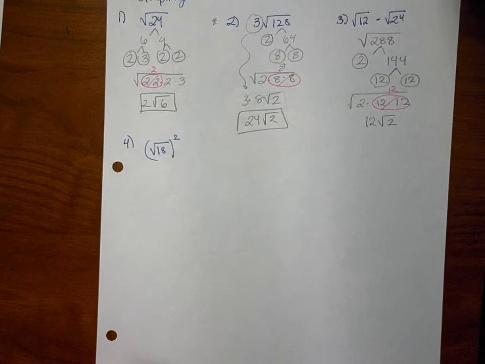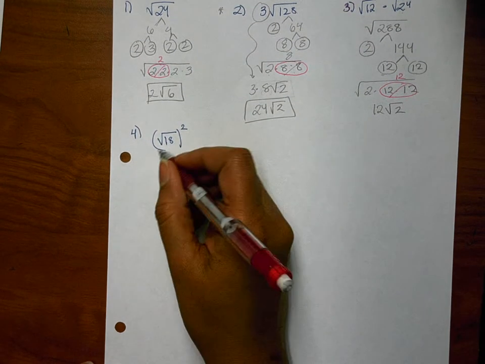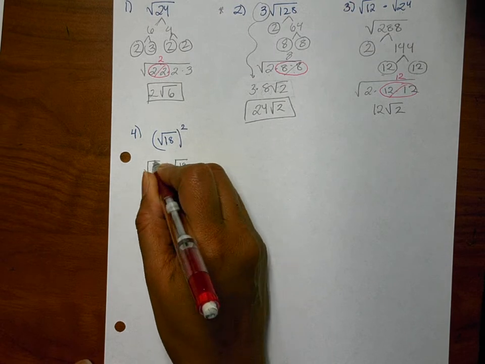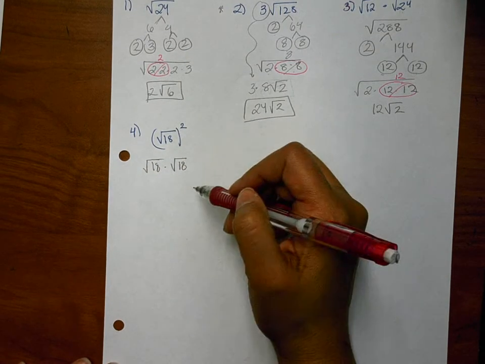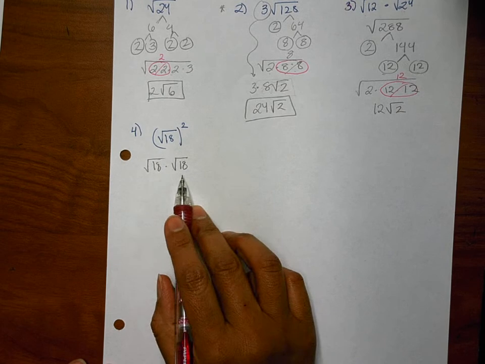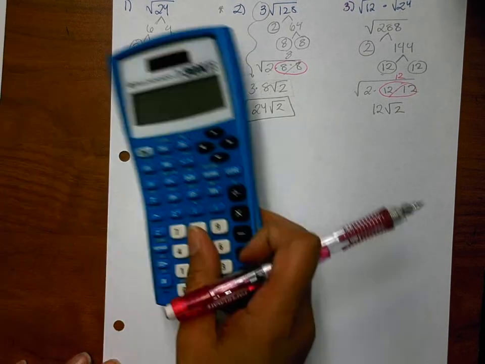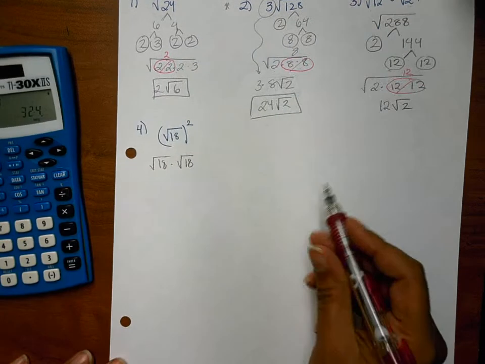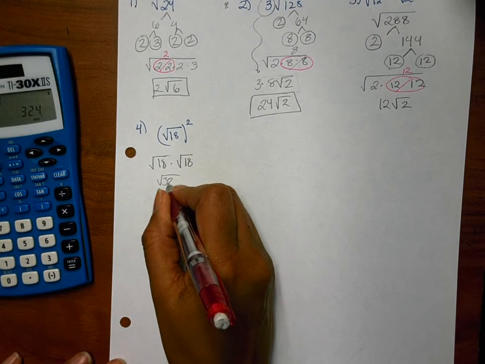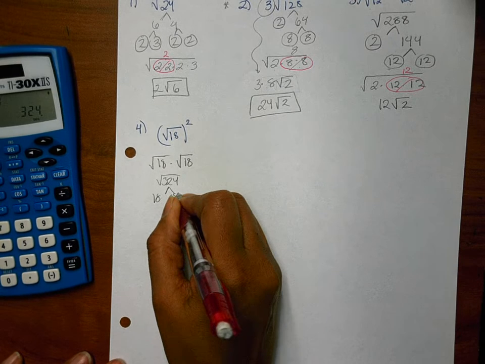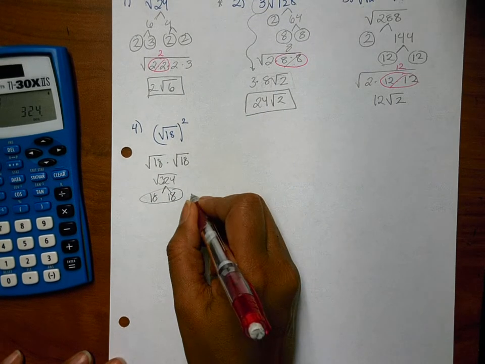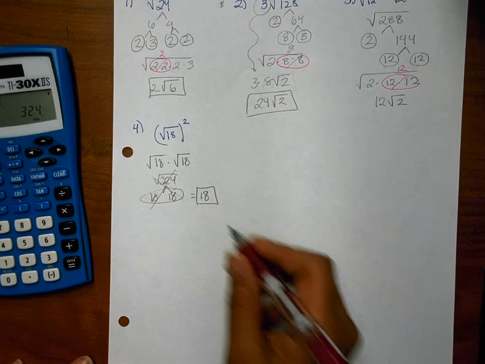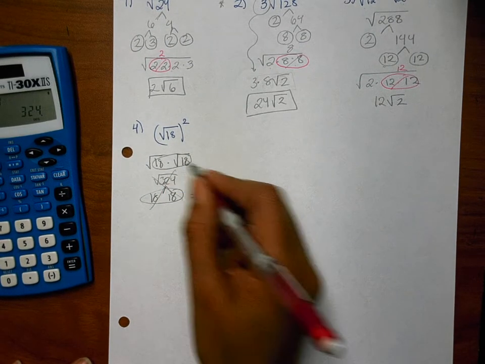Okay, moving on. Number 4, square root of 18 squared. Different ways of thinking about it. Root 18 times root 18, because quantity squared means you write the base twice. That's what I end up with. Now, some kids will multiply 18 times 18, get 324, and then break it down to 18 times 18, and there's a pair. Your answer is 18. You do not have to show this work right here.